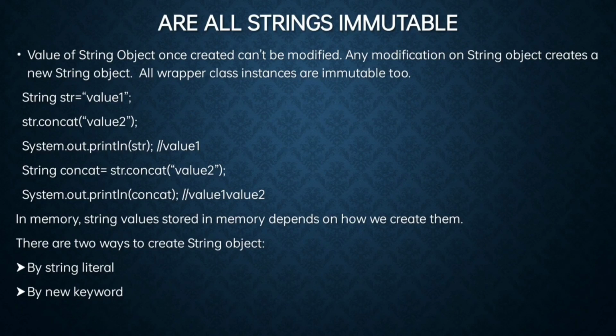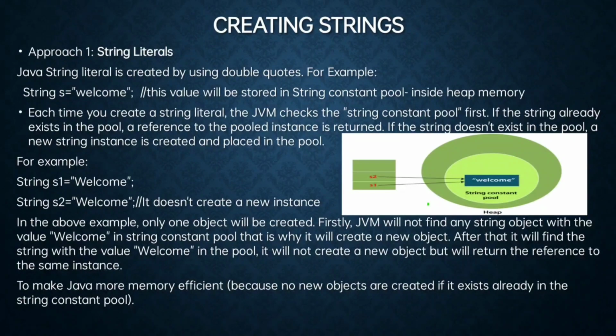In memory, how string values are stored depends on how we create them. There are two ways of creating a string object: by string literal and by using the new keyword. Now creating strings. First approach, by using string literals. A Java string literal is created by using double quotes. For example, String s = "welcome". This value will be stored in the string constant pool inside heap memory.